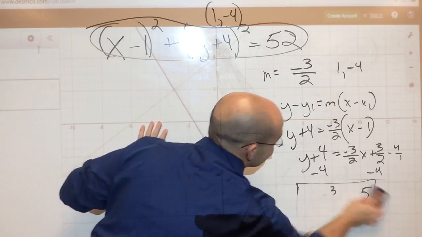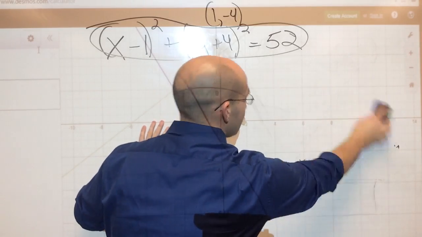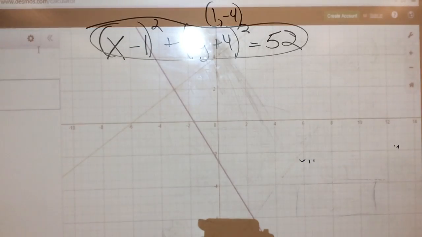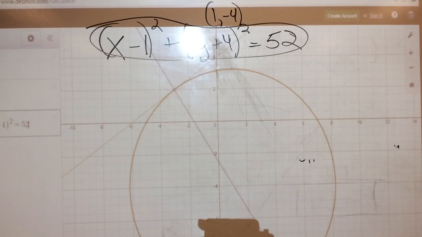Hopefully it's going to be right and then we'll stop there and I'll get you some more information later on today so you can be ready. But I'm going to plug the equation of the circle in. x minus 1 squared plus y plus 4 squared equals, and we've got 52. Keep your fingers crossed.